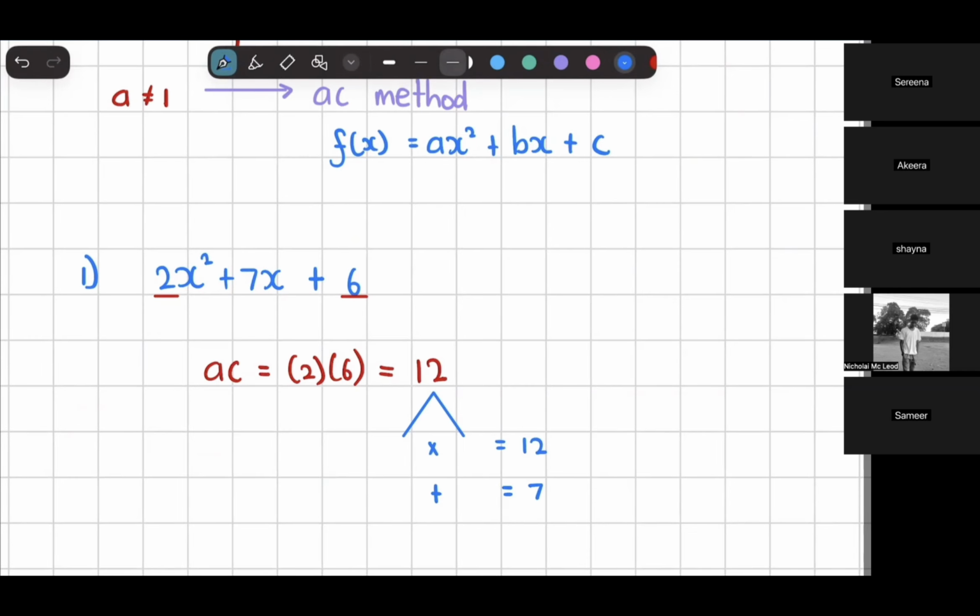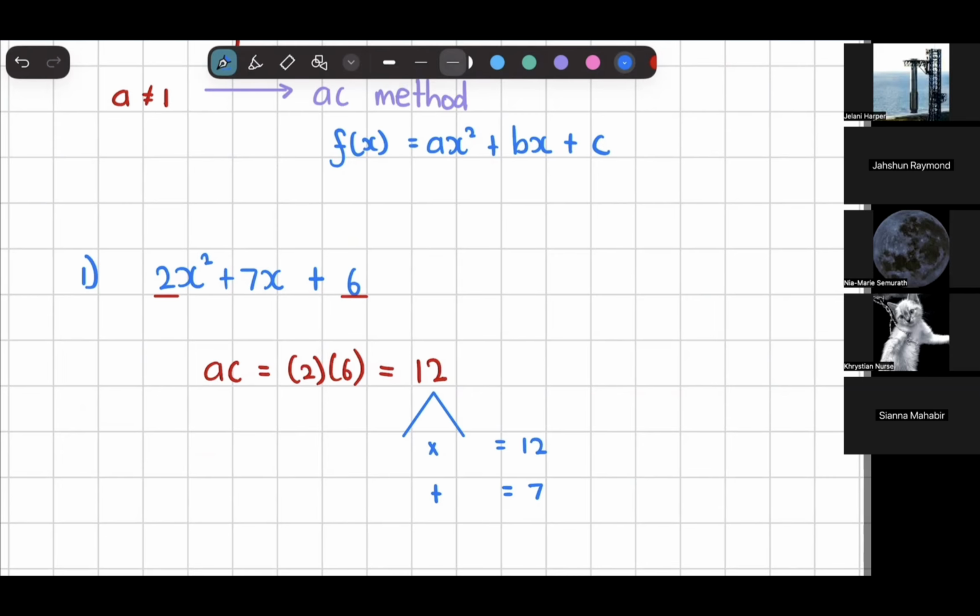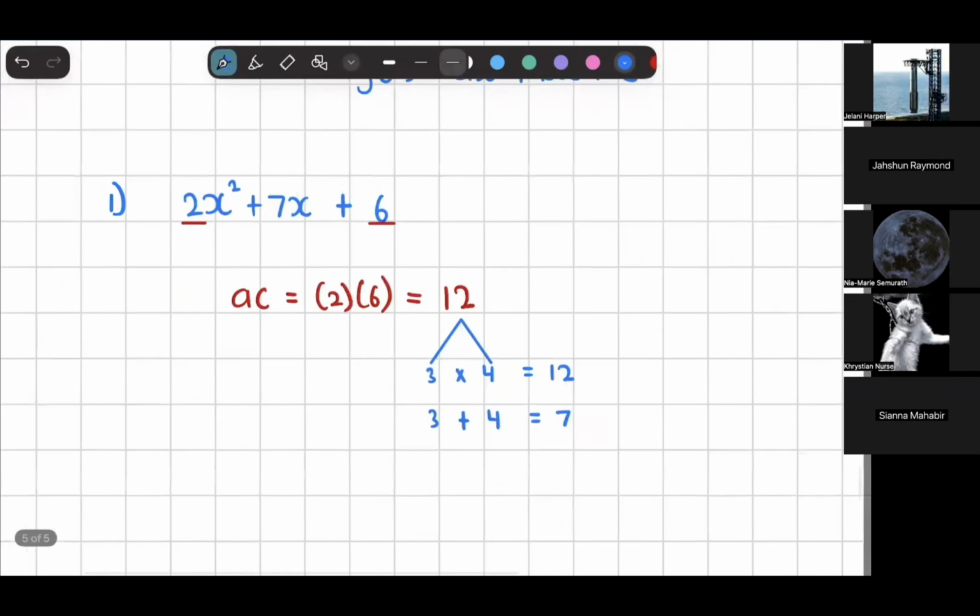So 3 and 4. Let me call upon somebody else. Nia, do you agree with 3 and 4? Yes, sir. Okay, I agree with 3 and 4 as well, because 3 times 4 is positive 12, and if you add 3 and 4, you get 7. So this is the next step.